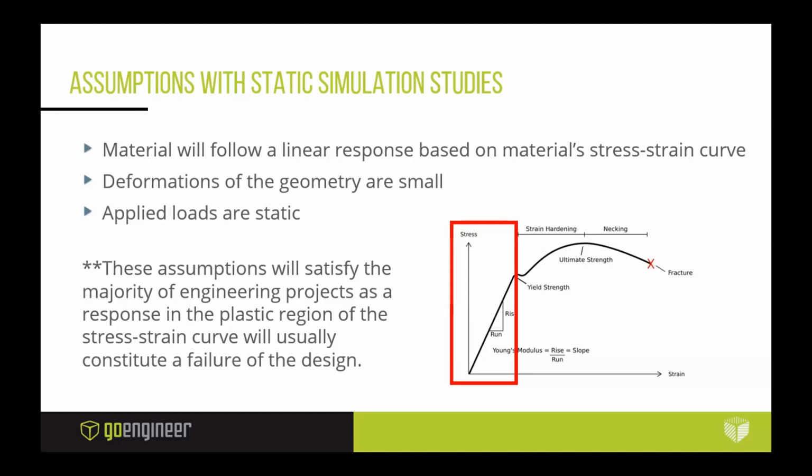Now, what comes hand in hand with the linear portion of that stress strain curve as a response is that small strain, that relatively small strain, right? And what is that? That's a derivative of displacement. So because of that, we have our second assumption that the deformations of the geometry are small. So because of that, we have to abide by that rule.